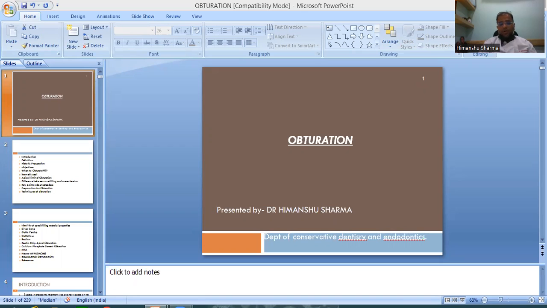Then the fourth one is the restoration. Whether permanent or temporary, the restoration should contact enough dentin surface to ensure a coronal seal.